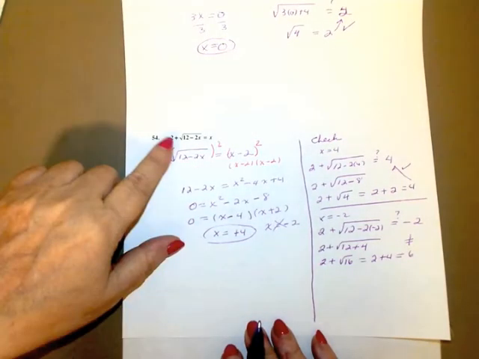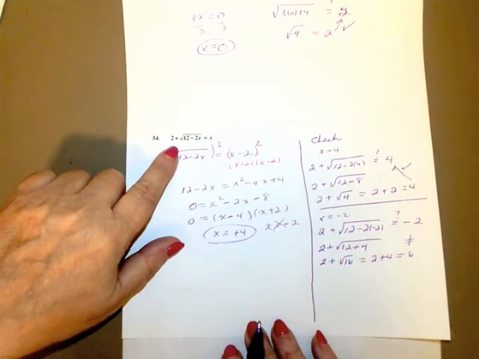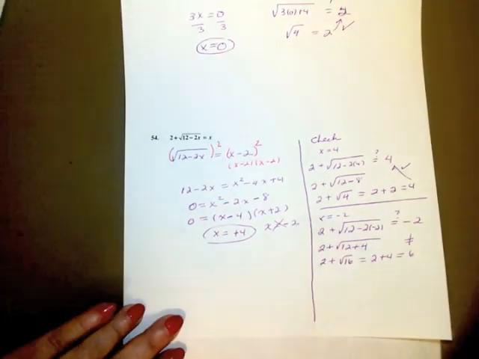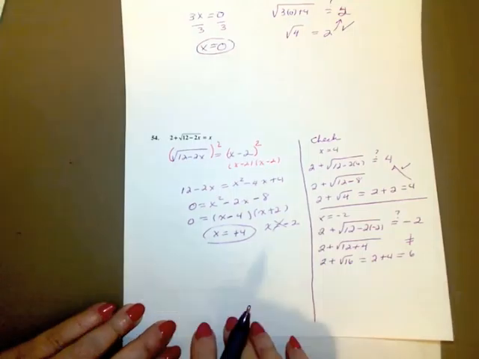Now, had this been a minus instead of a plus, that would have been the case. And that's what I looked at initially. So the answer is, we only have one answer, and that's x equals 4.